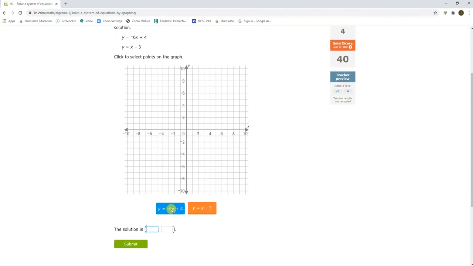Both in slope-intercept form. Blue equation says start at 4, go down 6 over 1. Orange equation, start at -3, go up 1 over 1, and we're at 1, -2.